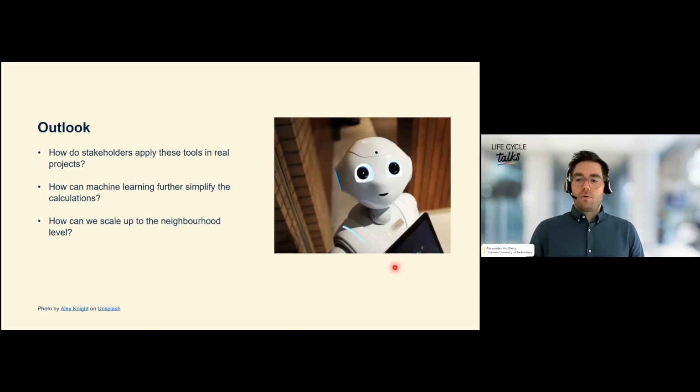Now, how do we develop this further in the future? Well, we have different PhD students in the group working on topics, and this is only a few of them. So one is to go into the Swedish context and see how stakeholders can apply these tools in real projects. What do they need to actually save carbon in the real world? Another big thing is, of course, AI. So we look at how machine learning can further simplify and speed up the calculations. And then also, interestingly, how do we scale up from a single building to a neighborhood, where we can use more synergies, but we also maybe have to refine functional units. And that's a big part.